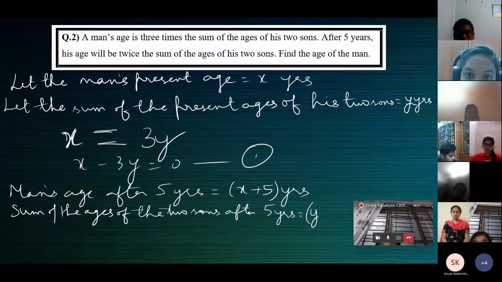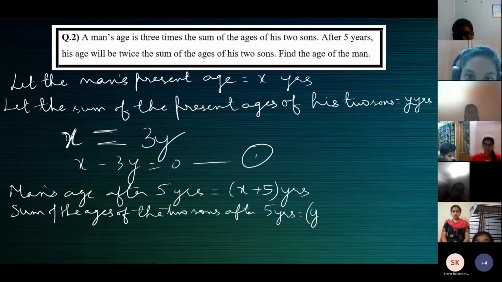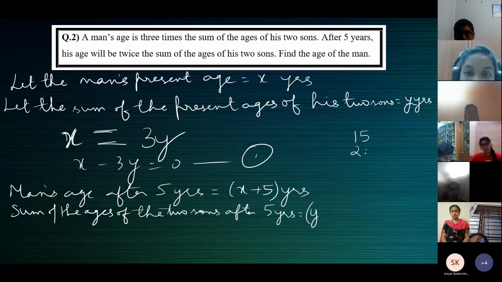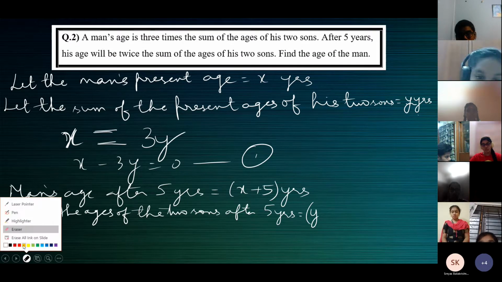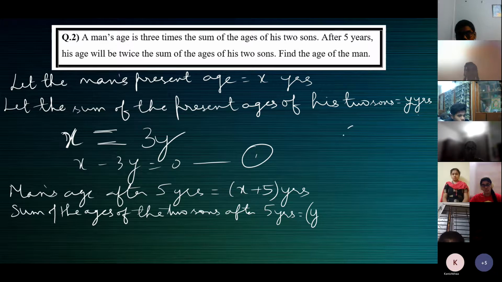Ma'am, I said 2 into y plus 5. Okay, let's take an example, children. Supposing there are two boys. Say one boy is 6 years old and the other boy is 9 years old. What is the sum of their ages now?